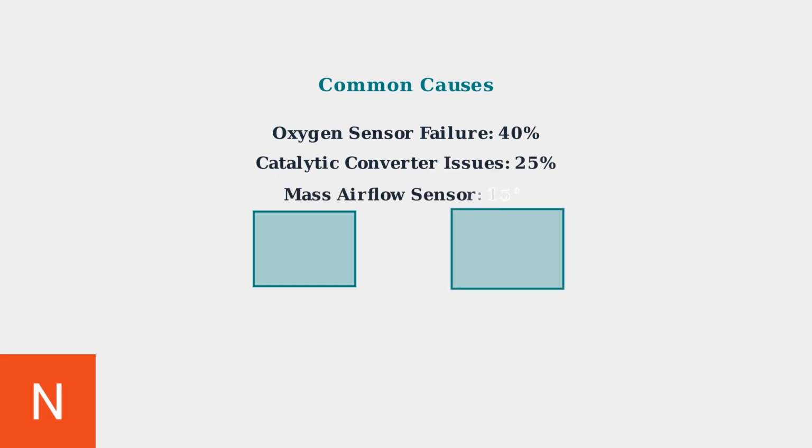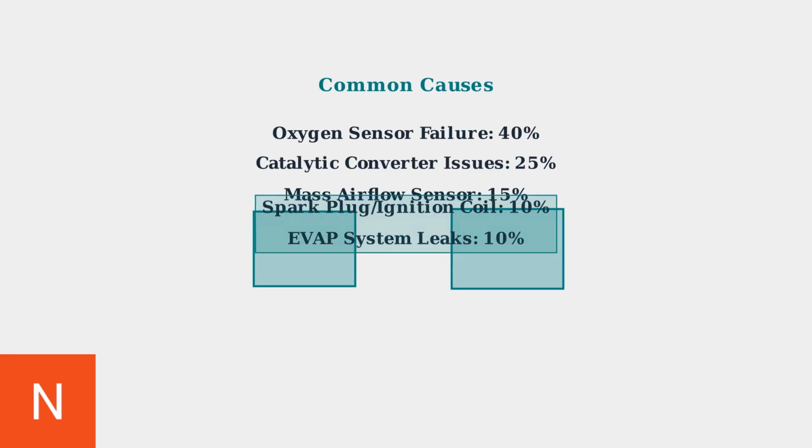Mass airflow sensor problems account for 15% of cases. This sensor measures the amount of air entering the engine to help determine the proper fuel mixture. The remaining causes include spark plug and ignition coil failure at 10% and evap system leaks, also at 10%. Evap systems prevent fuel vapors from escaping into the atmosphere.